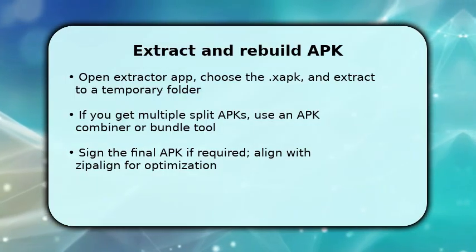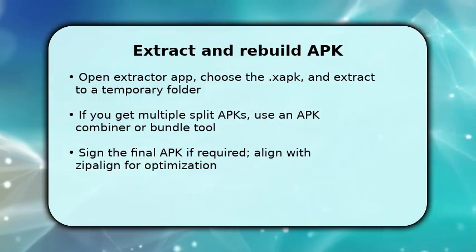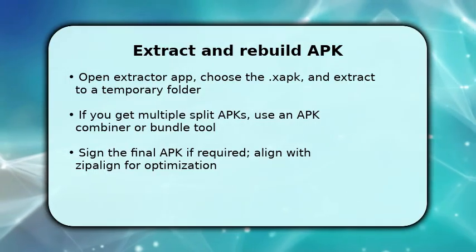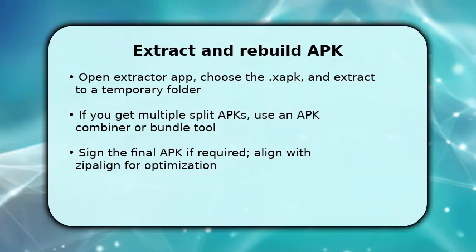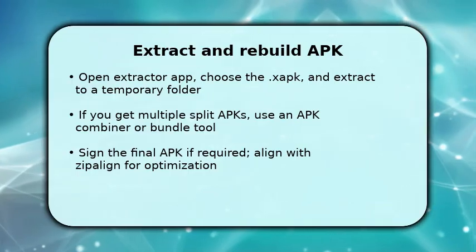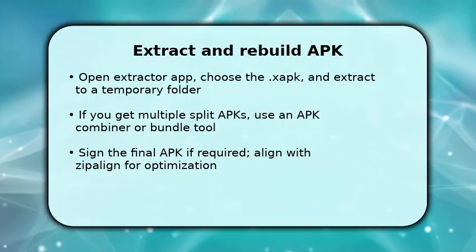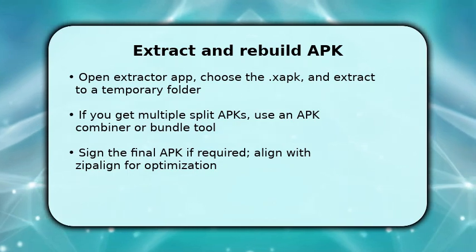If the package contains split APKs, combine them into a single installable APK using an APK combiner or bundle tool. This step ensures proper installation and that shared resources are merged. After rebuilding, you must sign the APK with a valid key so Android accepts it. Then run zipalign to optimize performance. Make sure each step finishes without errors before proceeding to installation.